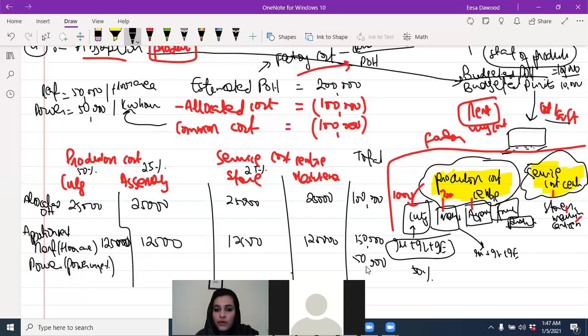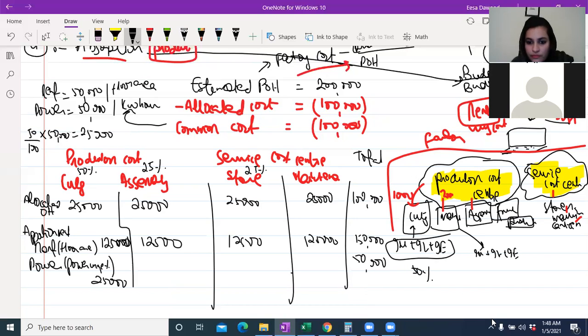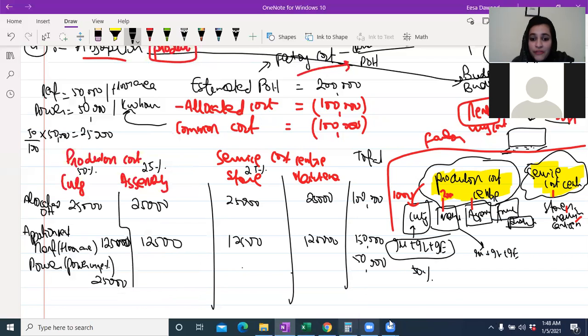And now for the power cost, 50% of the total power cost goes to the cutting department. I said 50% of the power cost, so just take 50% of the power cost. If you don't know how to take the percentage, 50 divided by 100 into 50,000 is 25,000. I can show it on the calculator as well. See, 50 divided by 100 into 50,000. So it was 25,000.